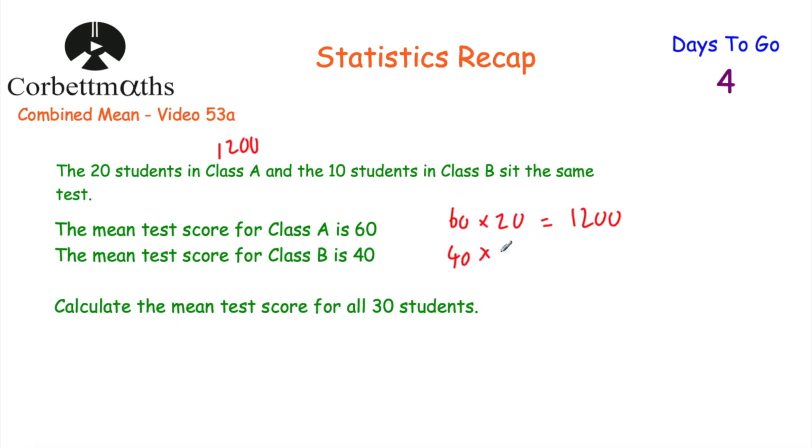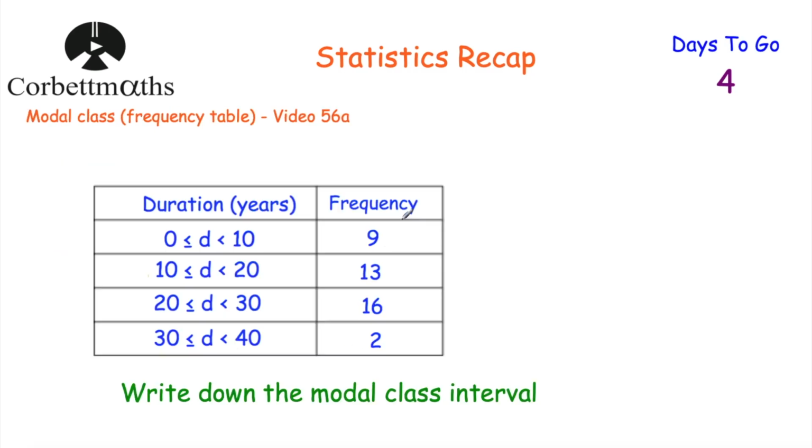So if we take the 40 and multiply that by 10, that's equal to 400. So there's 400 marks altogether in class B. So it's quite useful to know that if you've got the mean and you multiply by the number of people or the number of items, that'll tell you the total. And then you just add these together to get 1,600 and then just divide it by 30, and that'll give you the combined mean.